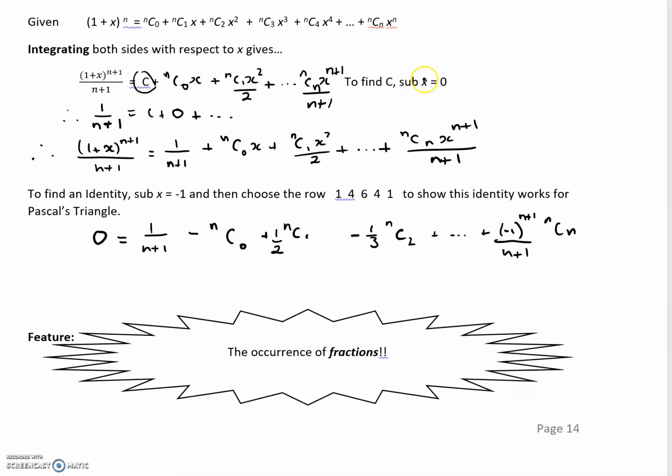We know that when x is equal to 0, then we'll have 1 over n plus 1 will be our constant, plus 0, and so on. So our constant is equal to 1 on n plus 1, and our integrated expression becomes (1 plus x) to the n plus 1 over n plus 1, plus our constant, which is nC0 x, nC1 x squared on 2, and so on.